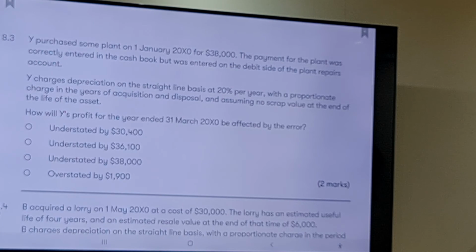Can you try this question? I tried it. What's the answer? Second one. Let's check.